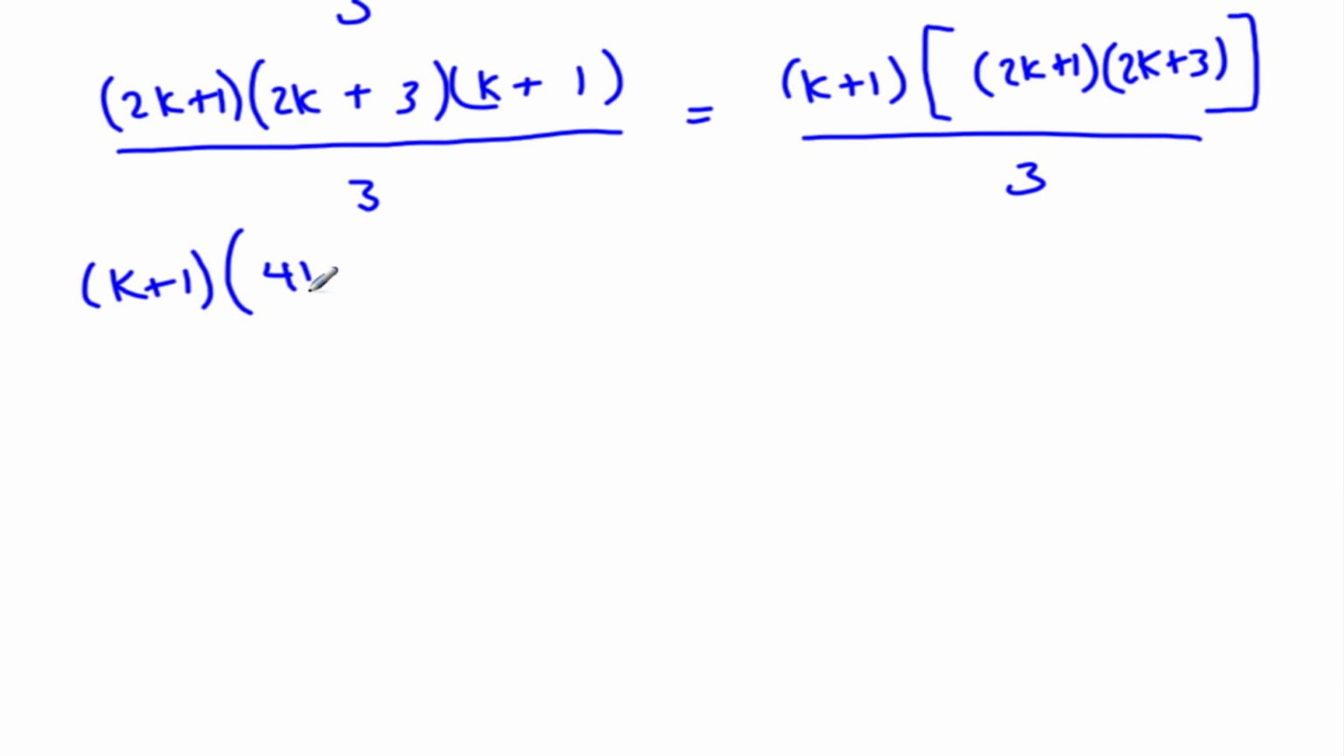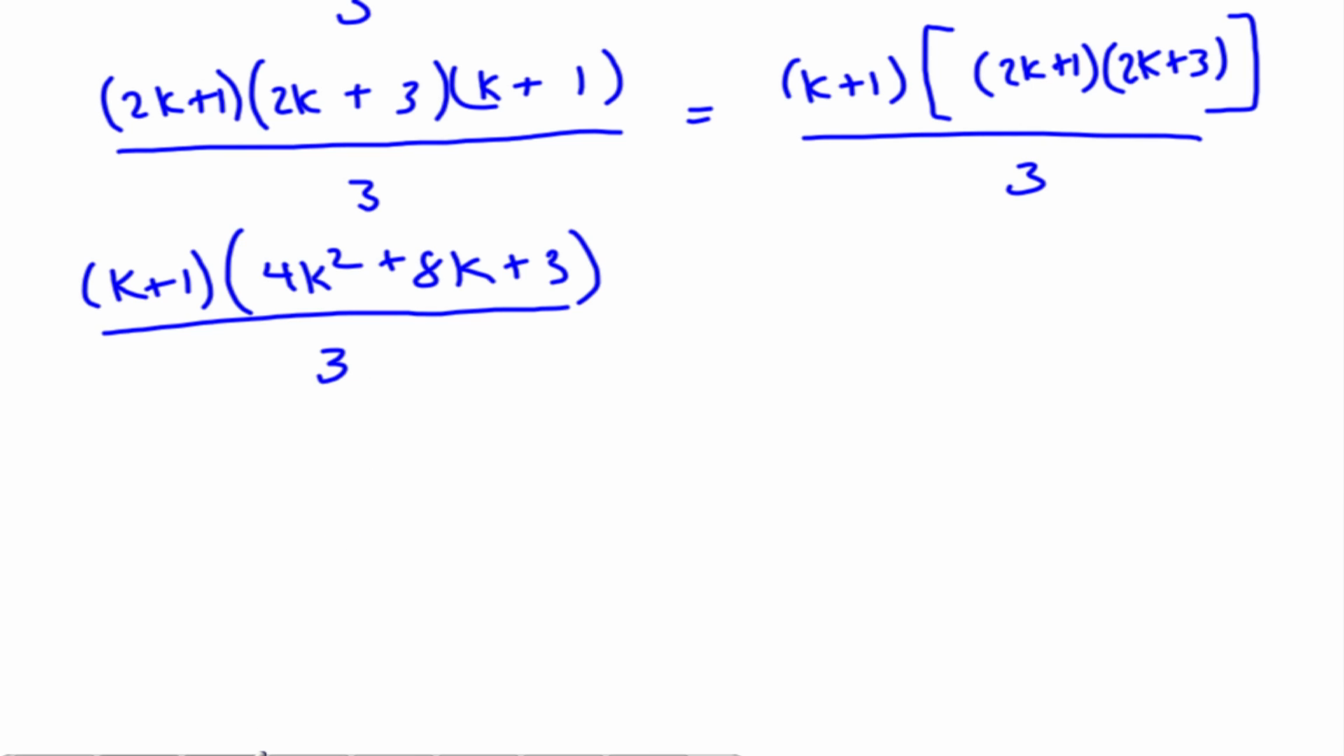Expand this out, we get 4k squared plus 6k plus 2k is plus 8k plus 3. I'll divide by 3. And now I'll come over to the side and do my complete the square piece. So 4k squared plus 2k, make some room, plus 3. So what I do is I take this piece here, 2, and I divide it by 2, which is 1, and then I square it. So 1 squared is 1.